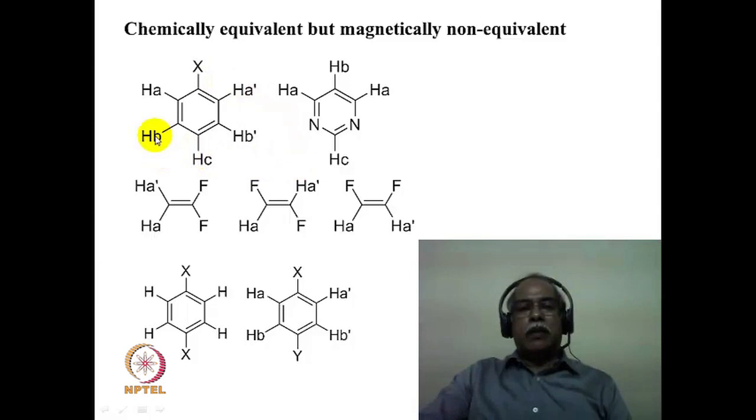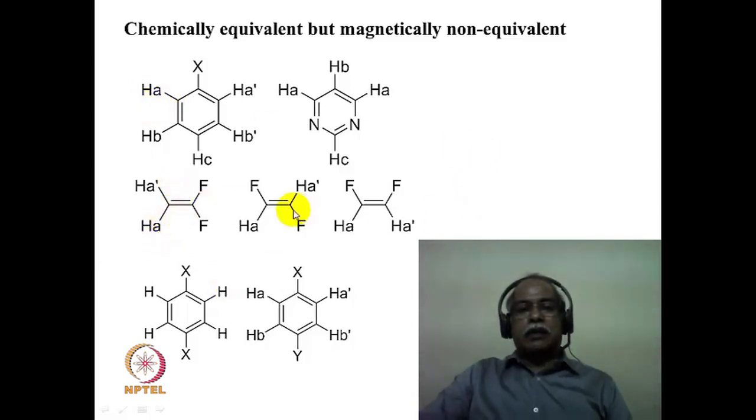The same logic holds good for the HB hydrogens also. You compare it with, for example, the HA hydrogen. This particular HA hydrogen you take as a reference point. This has a para relationship, whereas this has an ortho relationship. So one can define the magnetic non-equivalence and chemical equivalence in this way. Chemically equivalent hydrogens need not be magnetically equivalent, and chemically non-equivalent hydrogens are by definition magnetically non-equivalent.